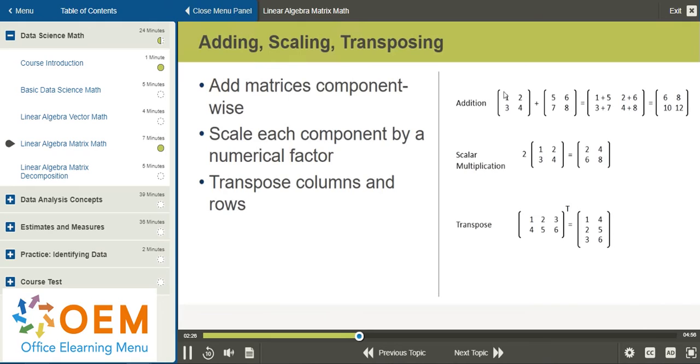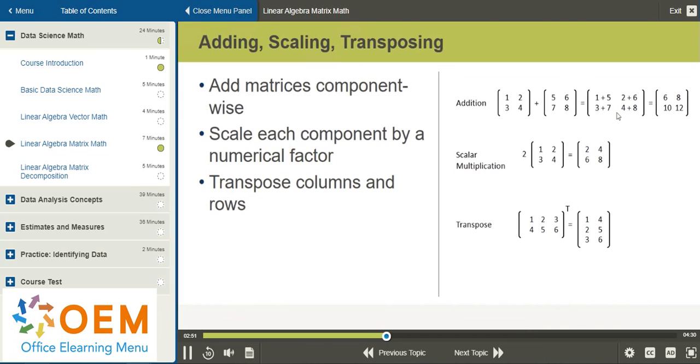So the first entry, row 1, column 1, in the first matrix gets added to the corresponding one in the second matrix. And so we get 1 plus 5. You can look at the corresponding additions from entry to entry, and we see we get 6, 8, 10, 12, adding 1 plus 5, 2 plus 6, 3 plus 7, and 4 plus 8 from the corresponding matrices.